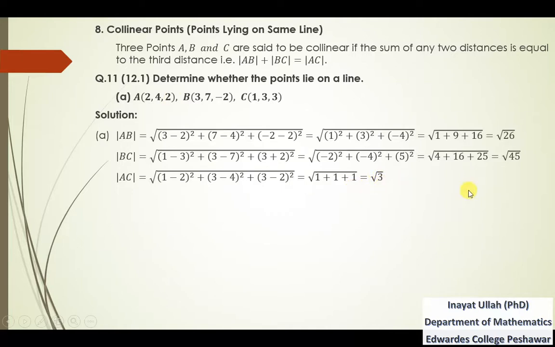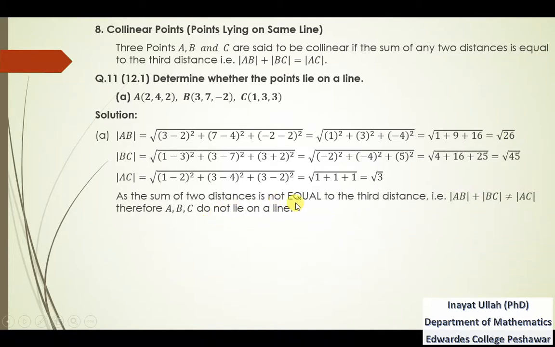So we see that in these 3 distances we cannot find 2 distances which on adding give the third distance. So as the sum of 2 distances is not equal to the third distance, that is, if you add AB and BC you cannot get square root of 3, so this is not equal to AC. So we can say from here that these 3 points A, B, C do not lie on a line.